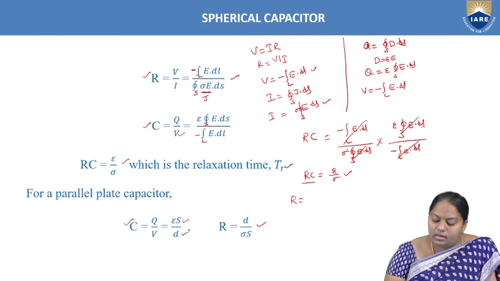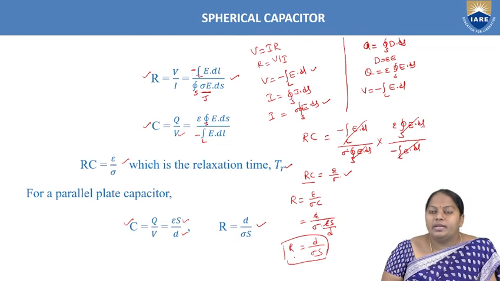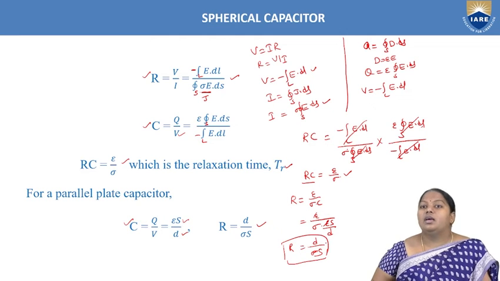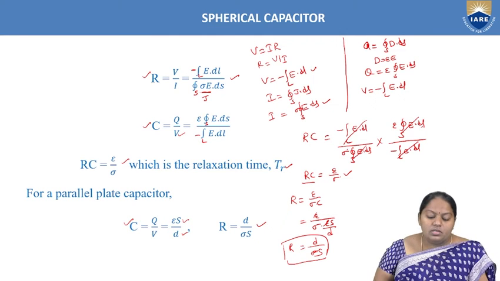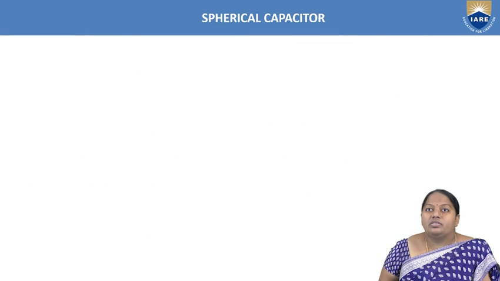Then from this we are going to calculate R equal to epsilon by sigma into C. Now if we substitute C equal to epsilon S by D, then epsilon gets cancelled, and D by sigma S is the resistance associated with the parallel plate capacitor. D is the distance between the two plates, sigma is the conductivity, and S is the surface area. Okay, so this is the way we have calculated the resistance of the parallel plate capacitor.